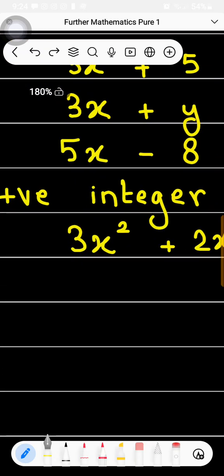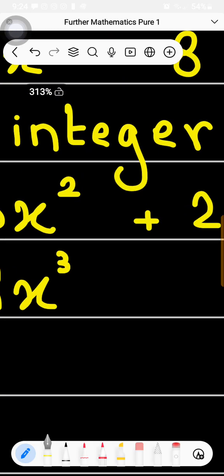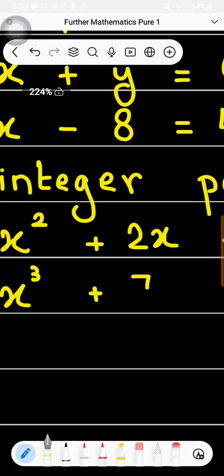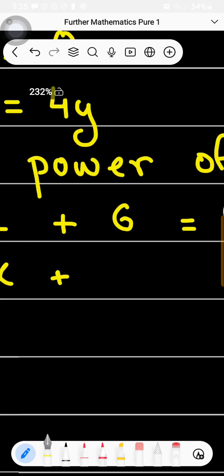Let's check out the second equation: 9x cube plus 7x plus 3 equal to 0.